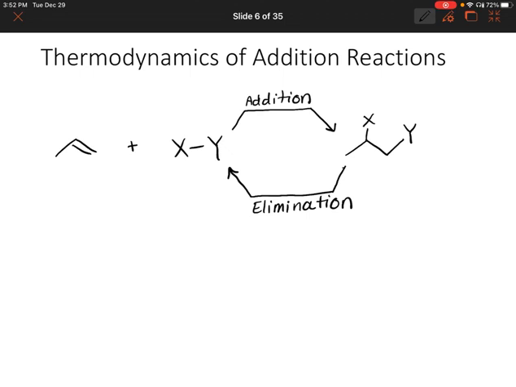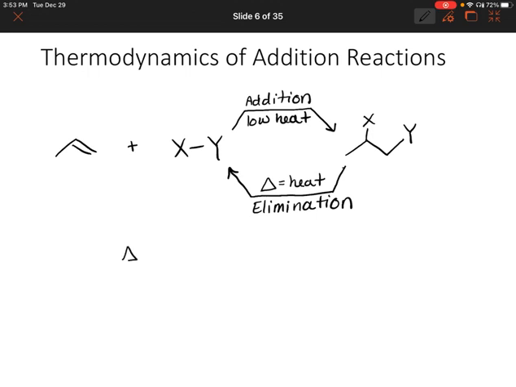Now, one thing to remember, elimination reactions are favored at high temperature. So we tend to use heat, which we symbolize with a delta symbol. Now, the opposite process, the addition reaction, is favored at low temperatures or low heat. Now, let's talk about why that is. Why are addition reactions favored at low temperatures? Well, in order to talk about that, we need to look at our enthalpy, entropy, and Gibbs free energy.